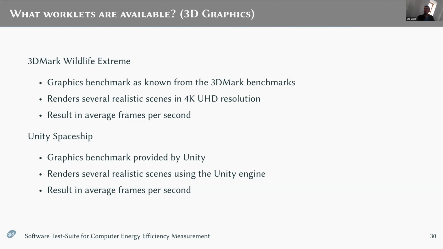So we have Wildlife Extreme, which you might know from the 3DMark benchmarks. It renders various scenes in 4K resolution, scaling it then down to the size of the actual screen. The result is reported in frames per second, and similar for Unity Spaceship. It's also rendering various scenes, only at full HD resolution in this case, and we also get the result in frames per second.